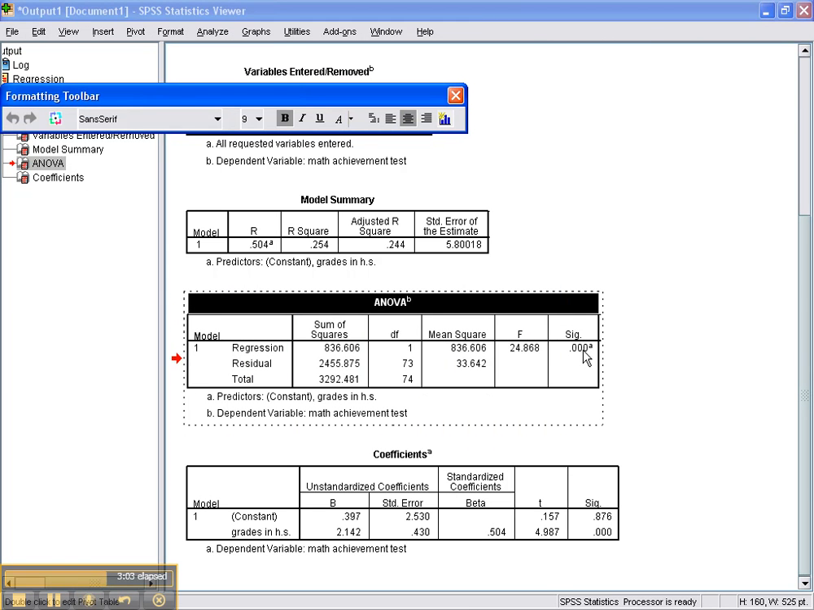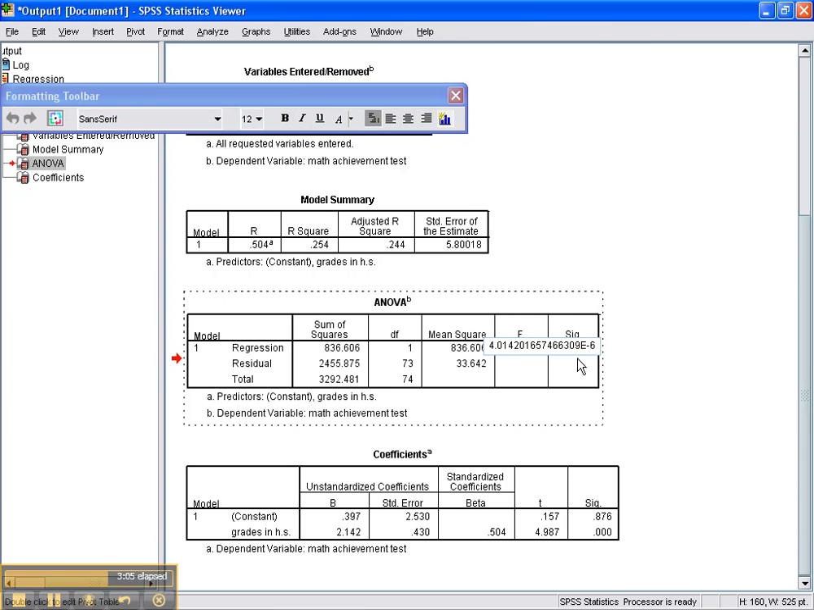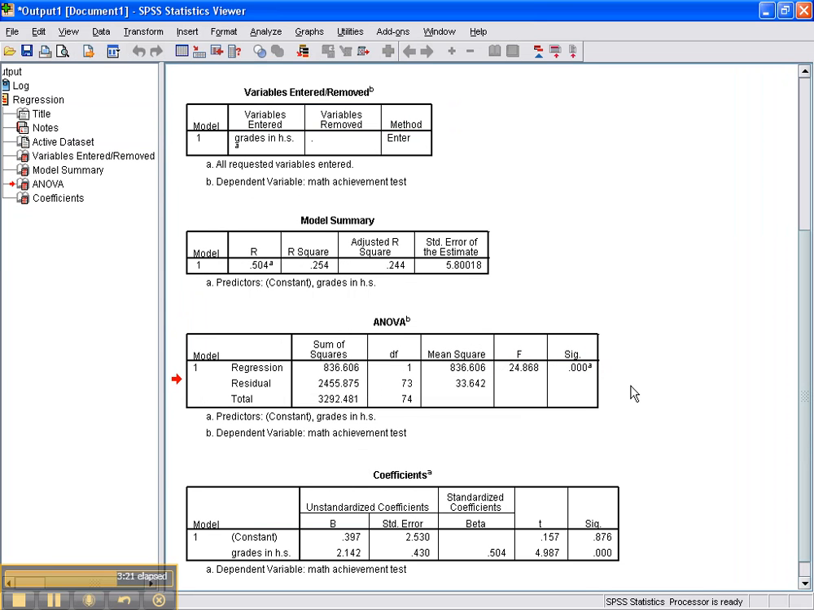So if I double click on it, you will see this -6 here indicates that I should move this decimal place over 6 times to get the exact value. So it's like 0.000004, something like that. But for our purposes, it's sufficient for us to understand that if this ANOVA table's significance is less than 0.05, then there's a significant regression relationship.